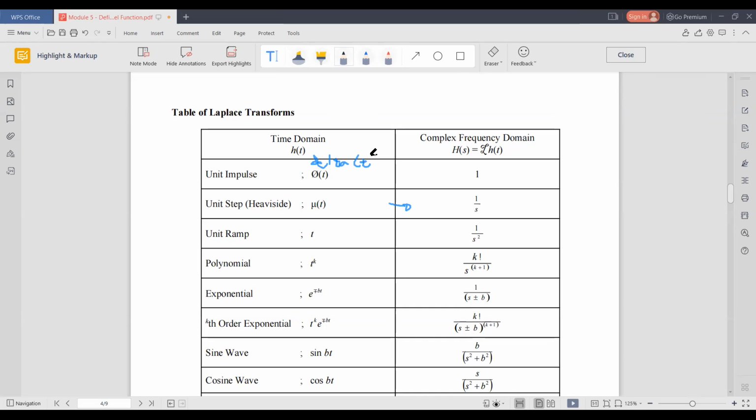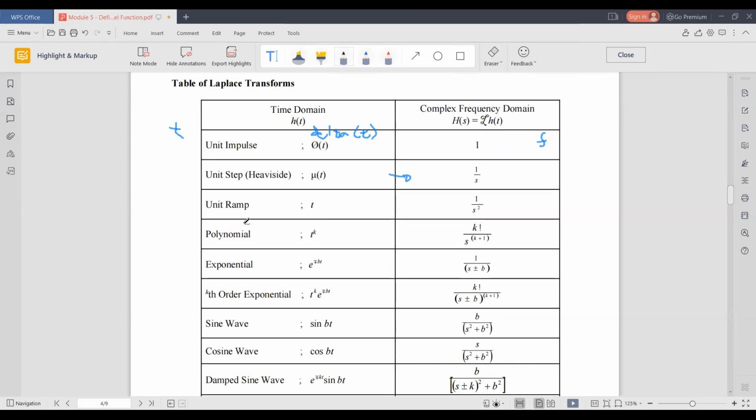Delta t. The equivalent function of this in the time domain. In circuits, this is with respect to time. And when it comes to the frequency domain, of course this is with respect to frequency, so the equivalent is 1. This is just a single unit. And how about the unit step? This is just your u(t), or mu(t). So let's look at some examples.